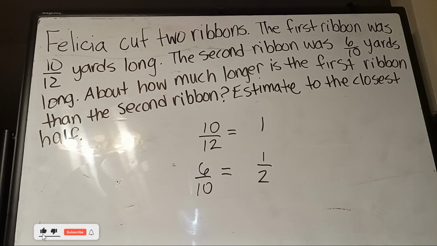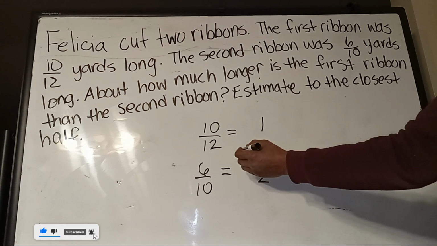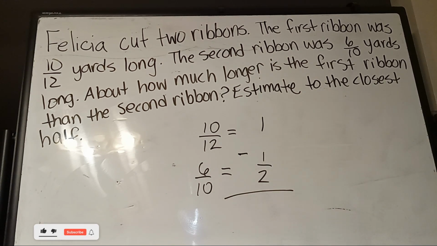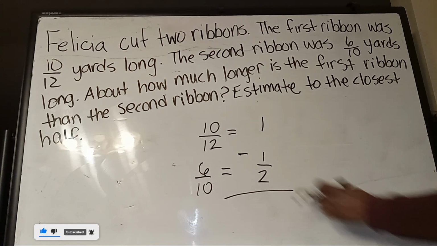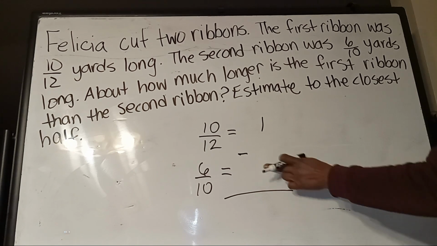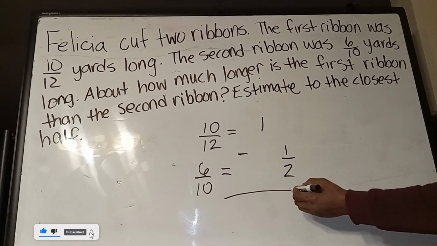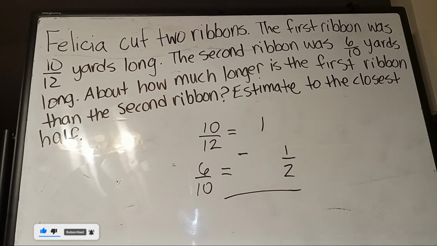If we're comparing, and it says how much longer, that's your key word right there. So, how much longer signifies subtraction. So we are going to subtract. However, we have a whole number and we have a fraction. They cannot be right up underneath each other because whole numbers go there and fractions go here. Right? So we can't do anything until we do what?